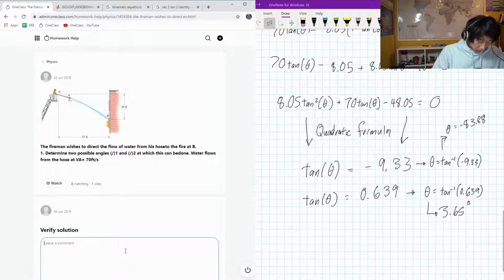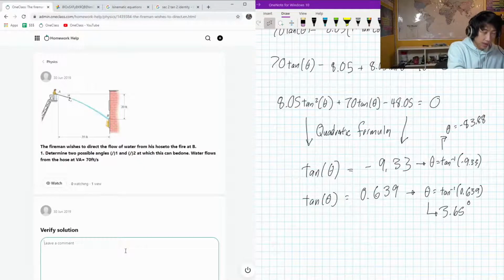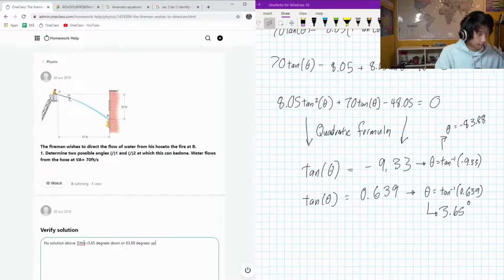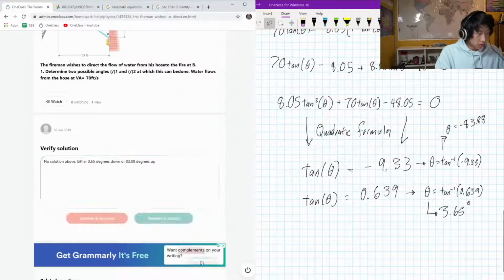Okay, cool. So the answer is either 3.65 degrees down or 83.88 degrees up. Cool.